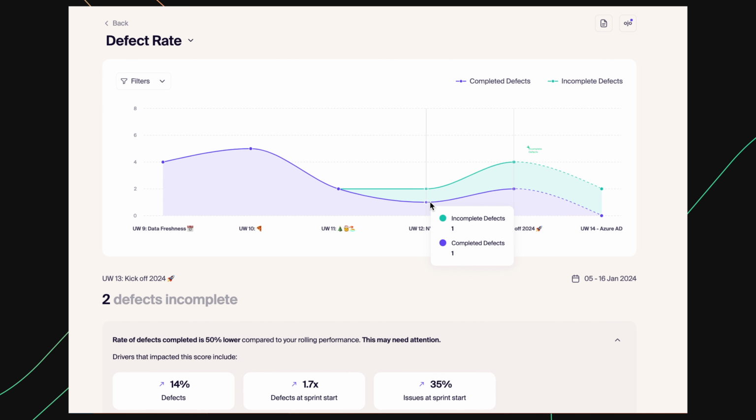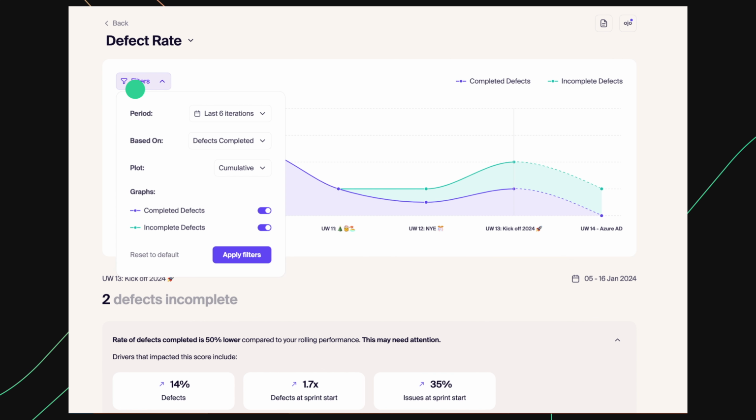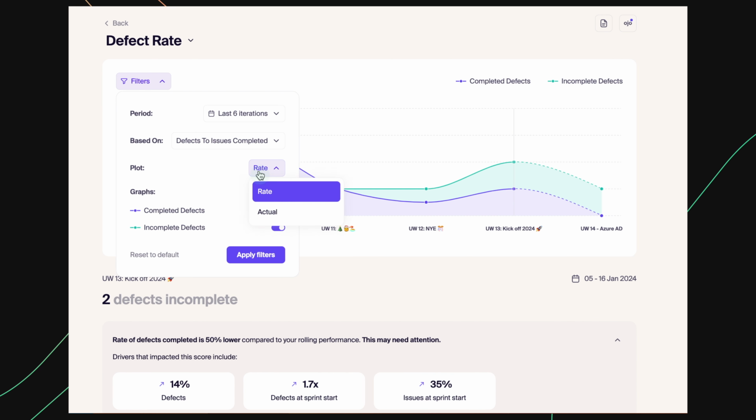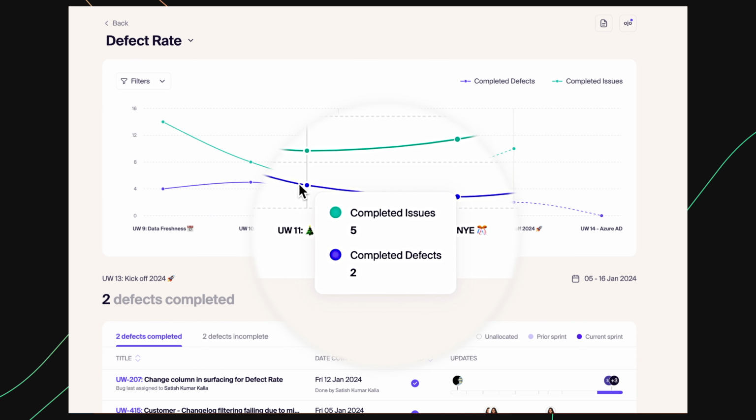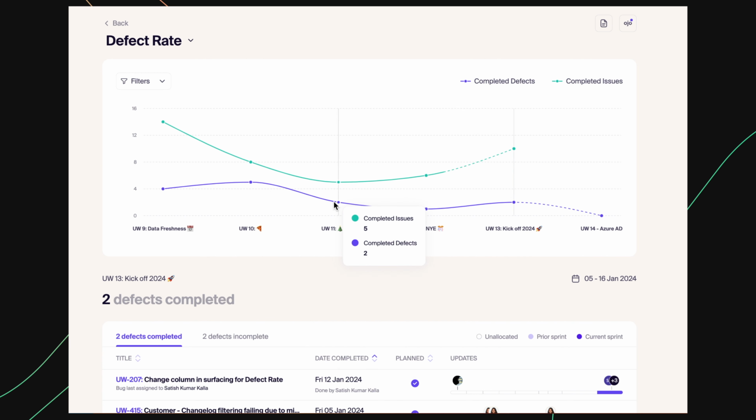The second aspect of a team's defect rate is plotting the defects to issues completed. And in this case, you can plot by rate, being a percentage, or the actual. So here we can see in terms of work completed how many bugs or defects were completed relative to how many issues were completed and how that has changed over time.